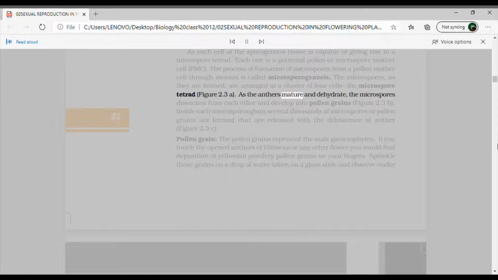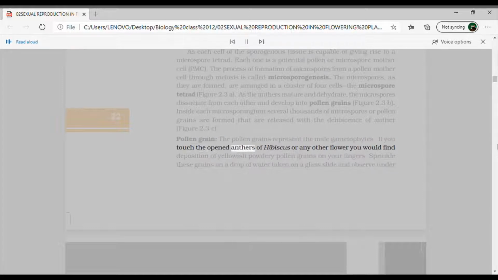As the anthers mature and dehydrate, the microspores dissociate from each other and develop into pollen grains, figure 2.3b. Inside each microsporangium several thousands of microspores, or pollen grains, are formed that are released with the dehiscence of anther, figure 2.3c. The pollen grains represent the male gametophytes.